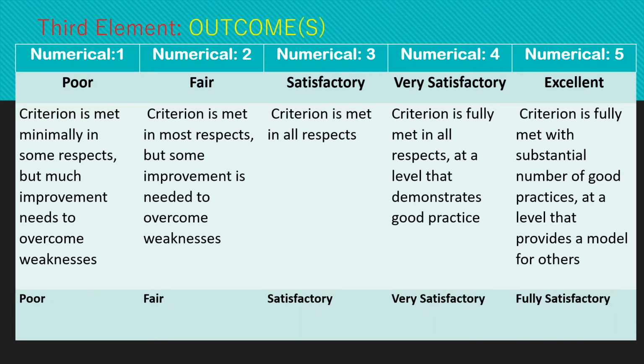Our third element is outcome or outcomes. Okay, for here, we are being rated based on the way things turned out or the consequences of the systems and implementation. Kaya alam naman po natin yung outcome para lang sa outcomes-based instruction. Okay? Again, we have 1, 2, 3, 4, 5 numerical rating.